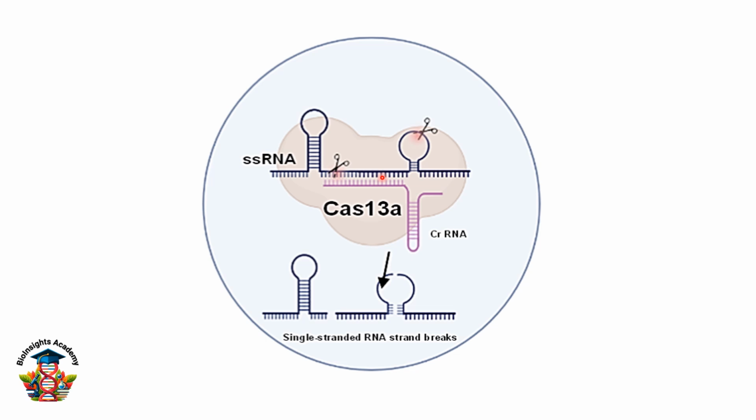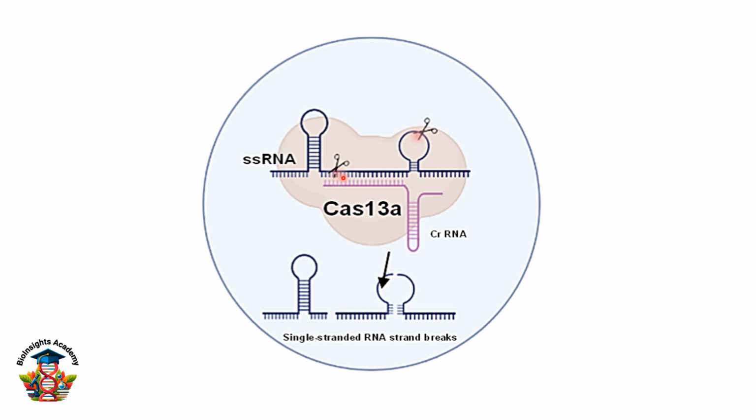The crRNA binds to the Cas13a, forming a complex that can recognize and bind to a complementary RNA sequence within a cell. Once the Cas13a crRNA complex binds to the target RNA, Cas13a cleaves the RNA, unlike Cas9 and Cas12a, which cleave DNA.